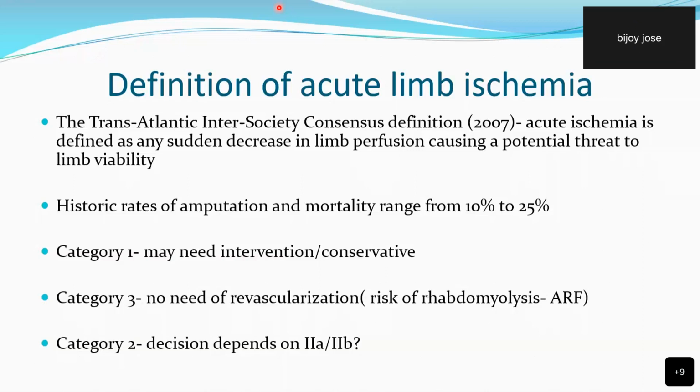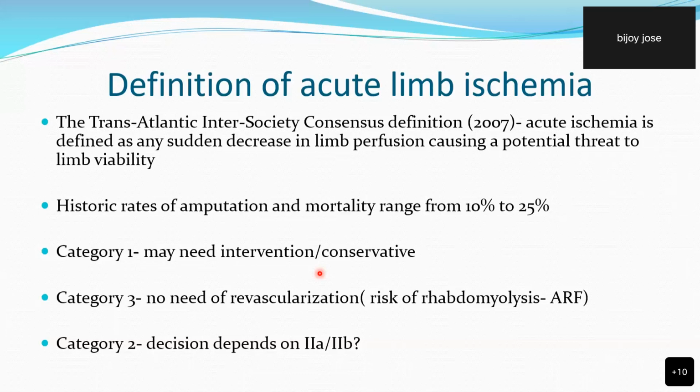So, what is acute limb ischemia? As per the definition, acute limb ischemia is any sudden decrease in limb perfusion causing a potential threat to limb viability. Historic rates of amputation and mortality range from 10% to 25%. So out of 100 patients, there is a high chance of 10 to 25 patients going for either amputation or mortality.